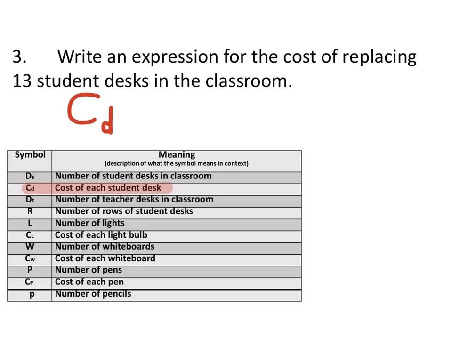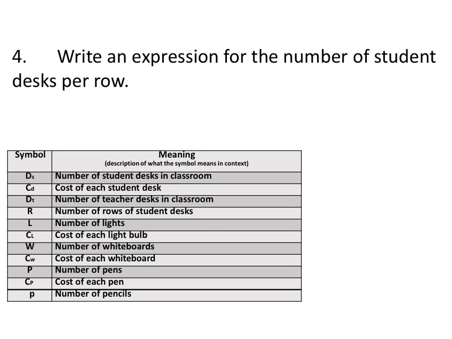Well, that's different actually, because you could write C sub D like this and just add it to itself 13 times, right? But it would be easier to say, well, you've got 13 desks, you've got 13 groups of it. Now, I'm showing the multiplication between that, but it's not required that you do. So 13 groups of the cost of 1 student desk would tell you how much 13 student desks would cost.